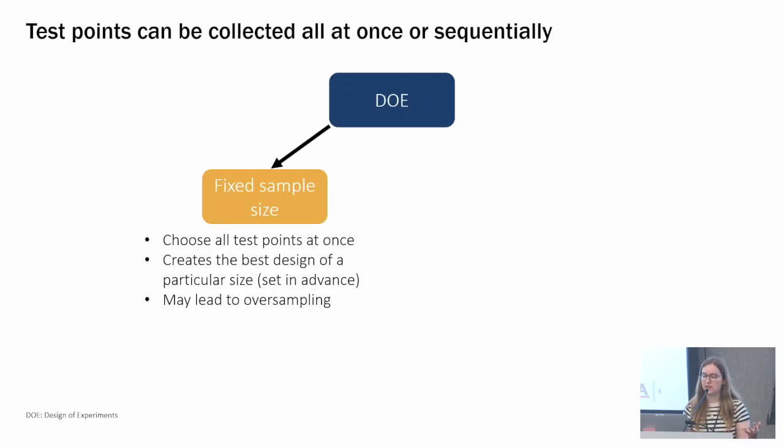So when performing design of experiments, there are two ways that we can collect data points. The first is to use a fixed sample size, and this is often also called one-shot design of experiments. And this is where we set our sample size before we've collected any data and we choose all of our test points at once. So there are some benefits to using fixed sample size experiments. We are guaranteed to find the best design possible of whatever sample size we decide to look at based on whatever design criterion we decide to look at.